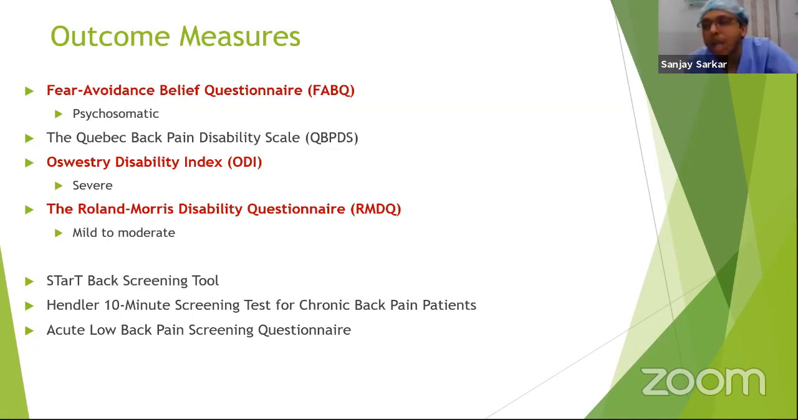So in research, a minimum of two outcome measures are used, and ODI with FABQ or RMDQ with FABQ are the most common that you will come across in research papers and articles.